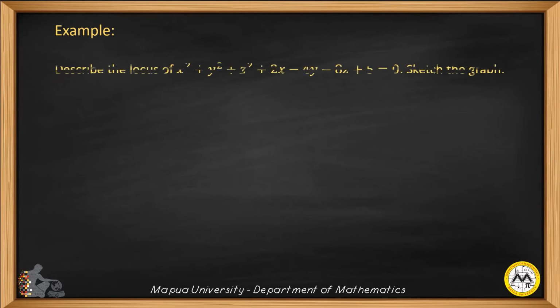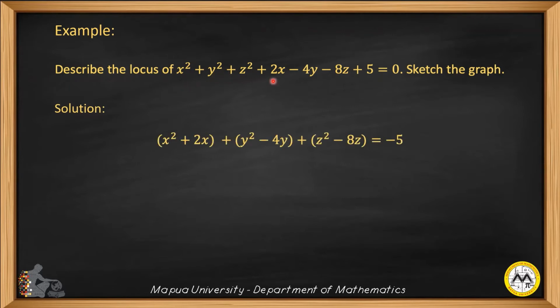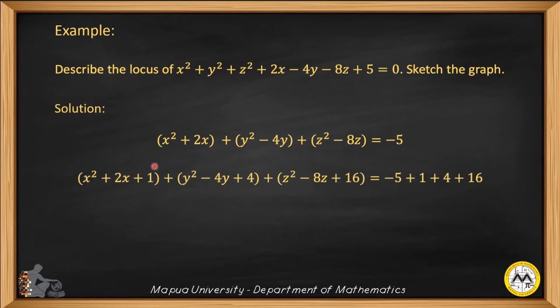So to illustrate, let us consider describing the locus of the equation x squared plus y squared plus z squared plus 2x minus 4y minus 8z plus 5 equal to 0, and then sketch the curve. Starting with this equation, we group the terms of the x's, the y's, and the z's, and then we complete the squares of these groupings.